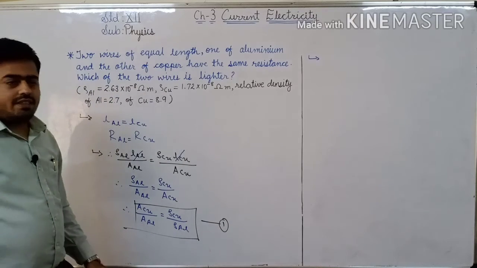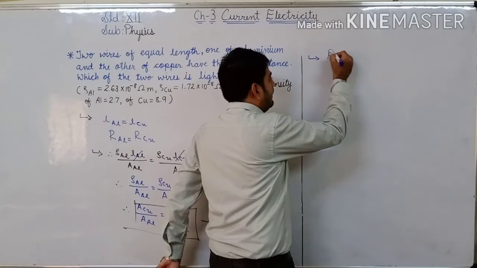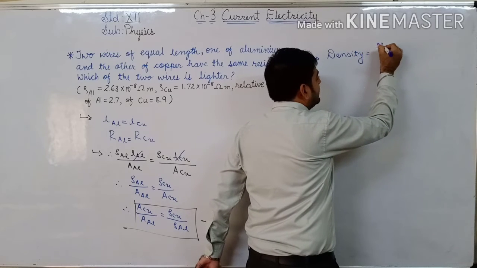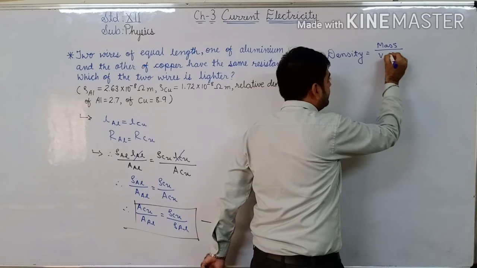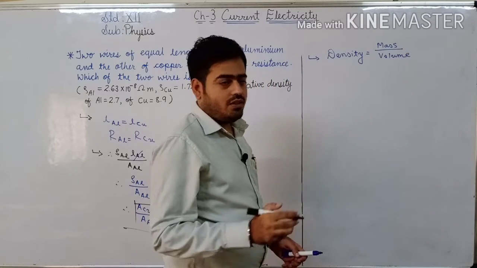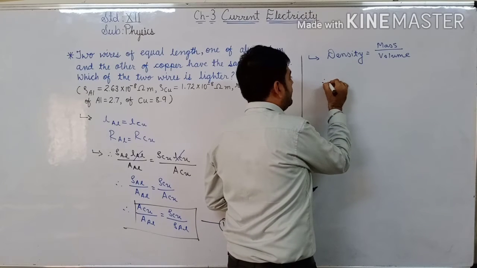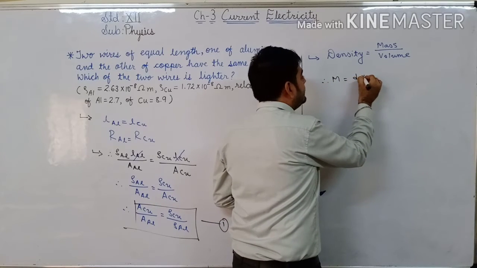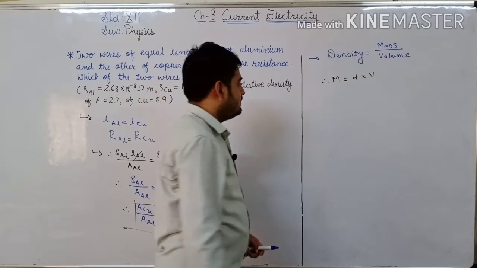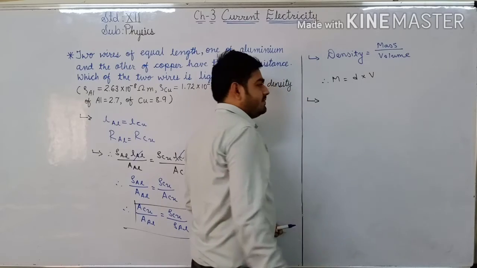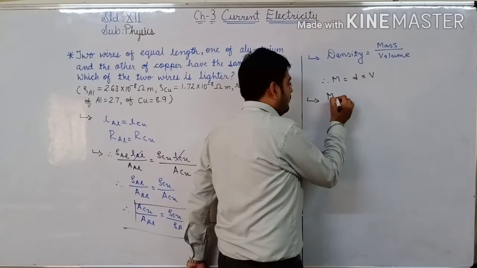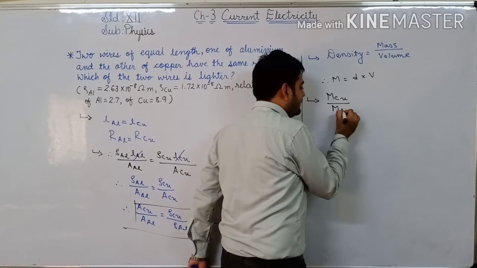We know the formula of density. What is the formula of density? Density is equal to mass upon volume. Therefore, mass is equal to density into volume. We are interested in the fraction of mass, that is mass of copper to mass of aluminium.